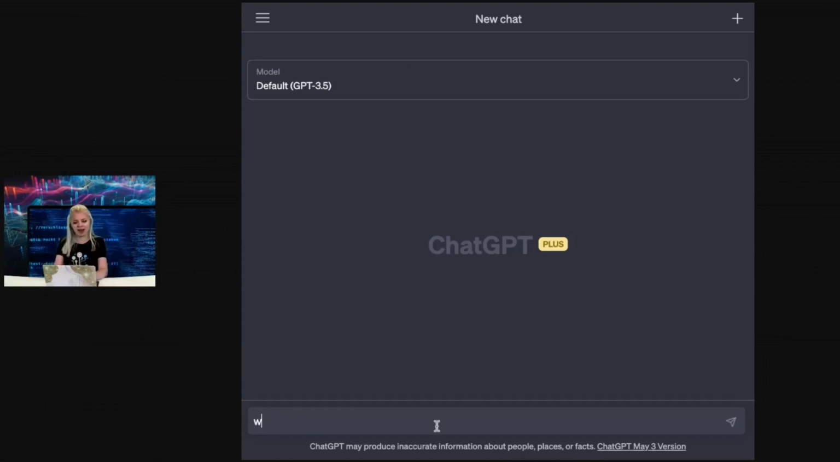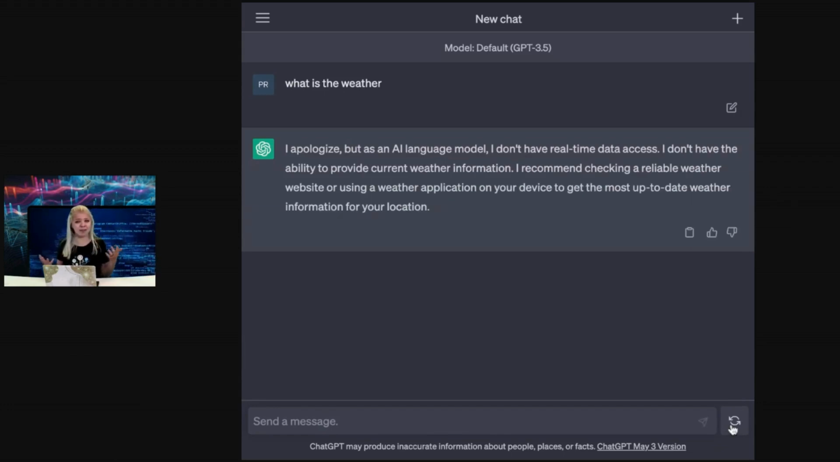If we ask something vague, like what is the weather, we're going to get a generic response, and it's probably going to tell us that it can't even do that because it's not connected to the internet and it doesn't know what the weather is. As you see, it says, I don't have access to real-time data. So let's try a different way.